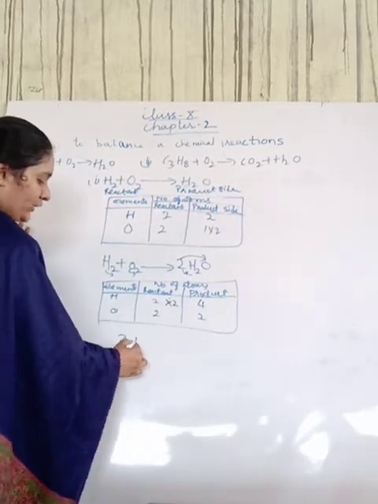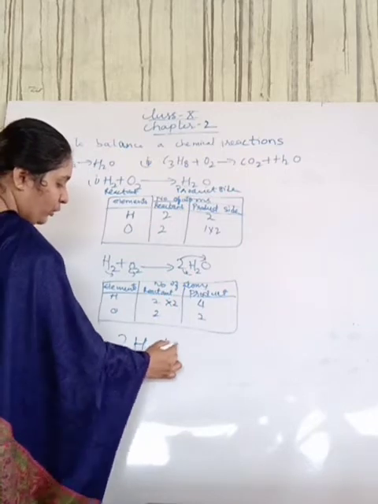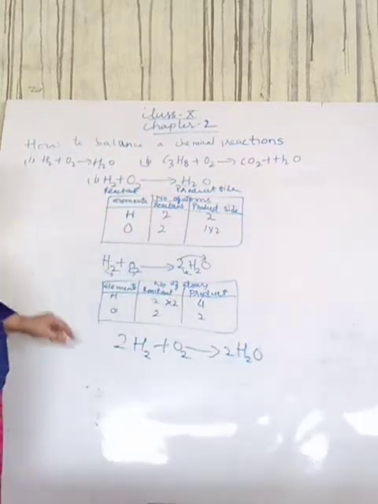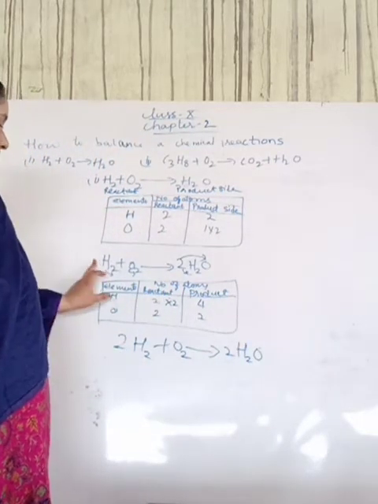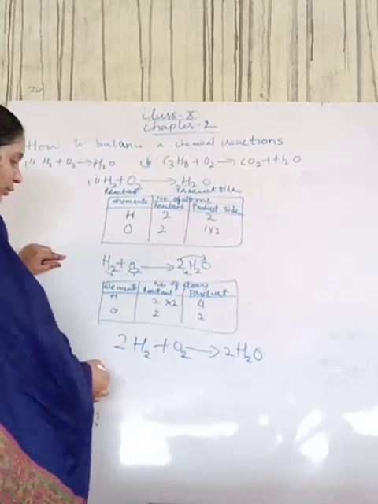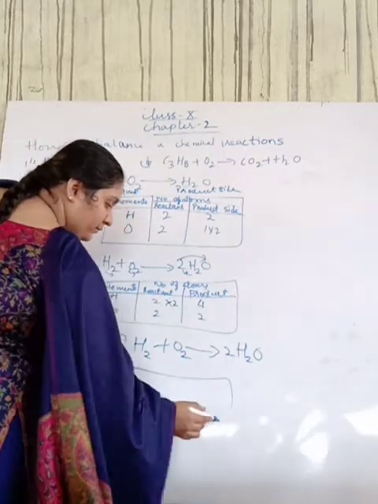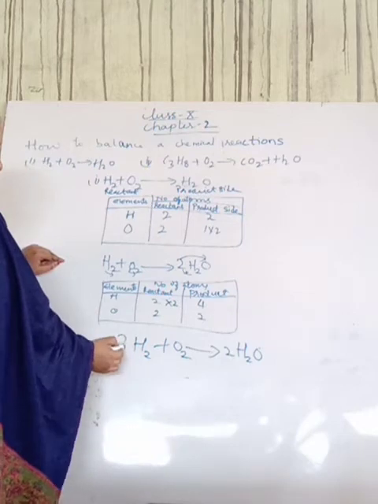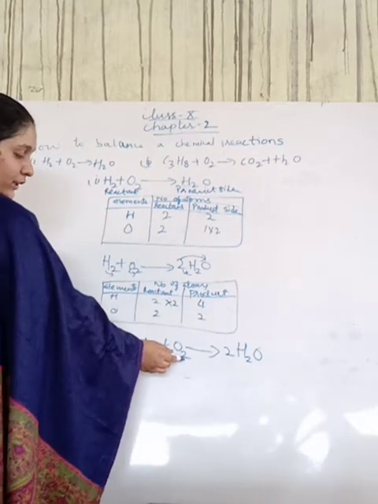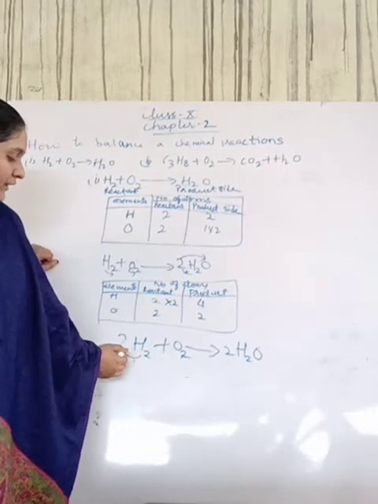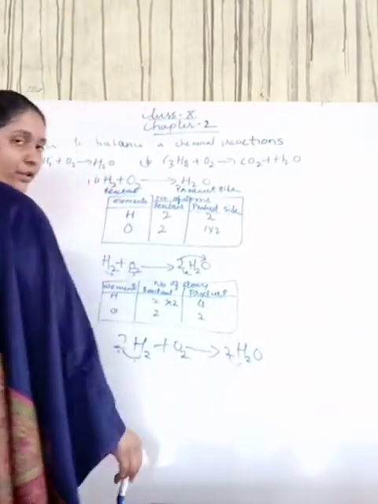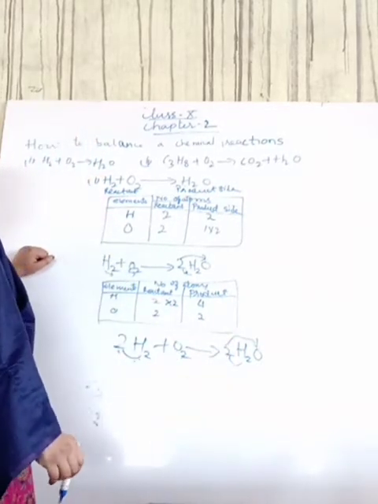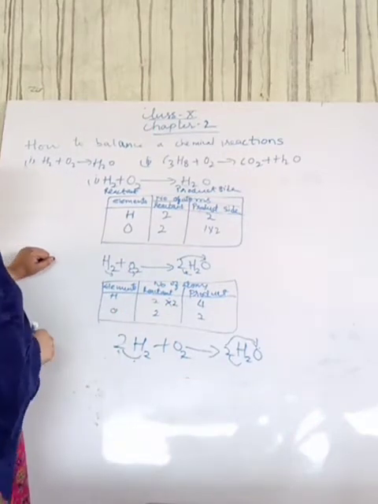So 2H2 plus O2 gives rise to 2H2O. H2 here we have multiplied by 2. Now you can see at last how many hydrogen we have now. 2 into 2, 4 hydrogen. How many oxygen? 2. Here 2 into 2, 4. Reactant side 4 hydrogen, here 4 hydrogen. Oxygen this 2 and here also oxygen 2. So now this is our balanced chemical equation.